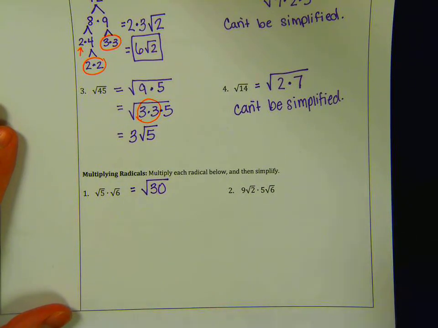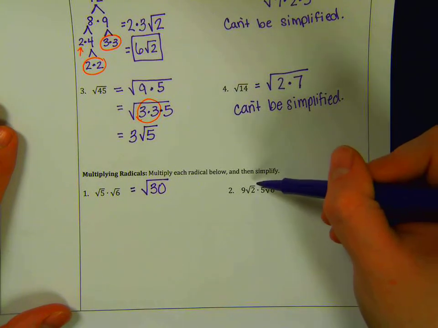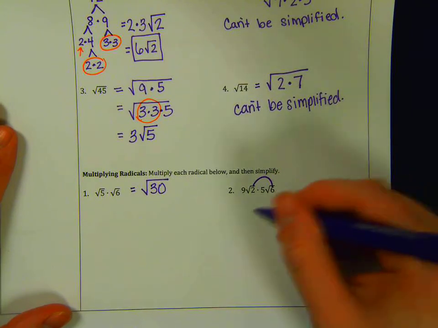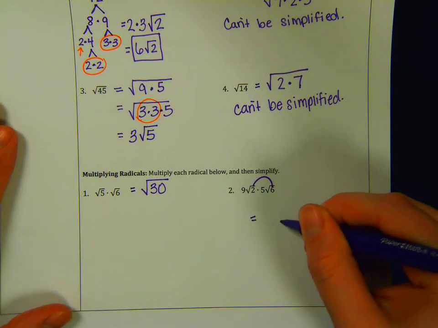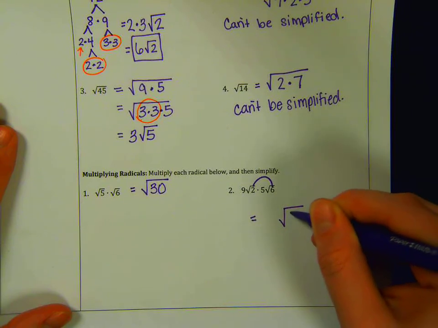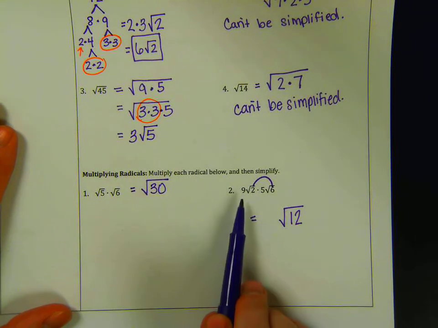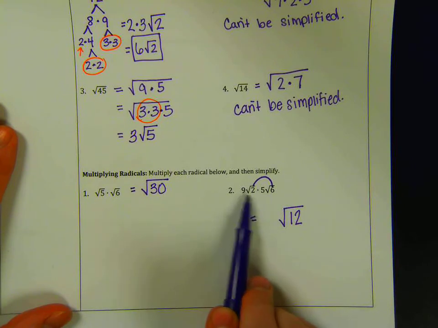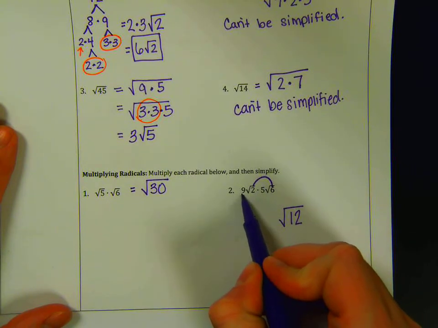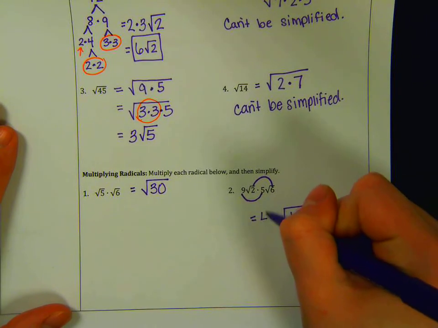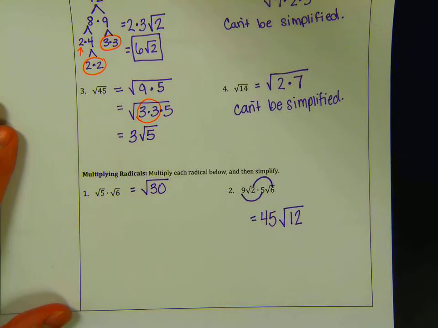As simple as that. Number 2, same thing, I'm multiplying the radicands together, so these two. That'll give me the square root of 12, because 2 times 6 is 12. And then you multiply the number that's on the outside, so the coefficients. So I'm multiplying 9 times 5, and 9 times 5 is 45, and that goes out front.